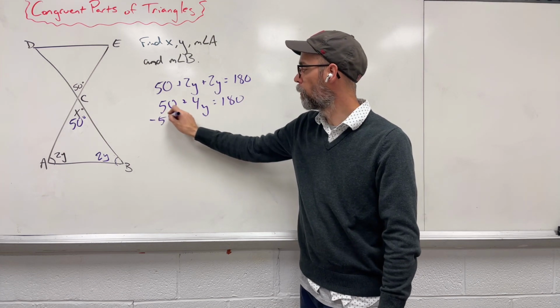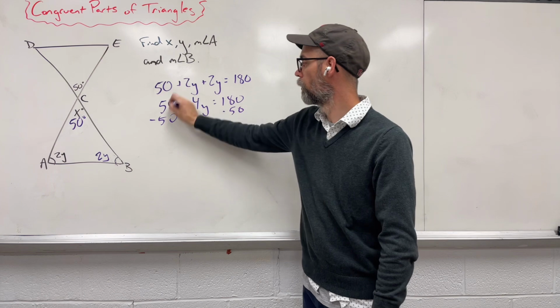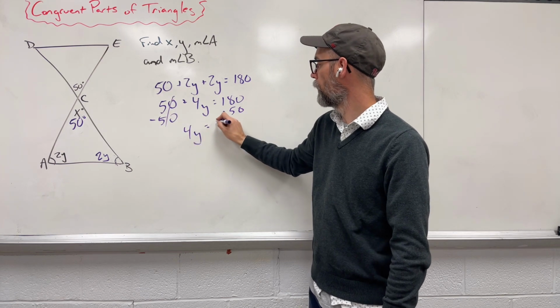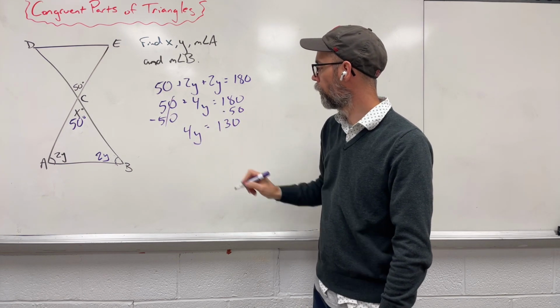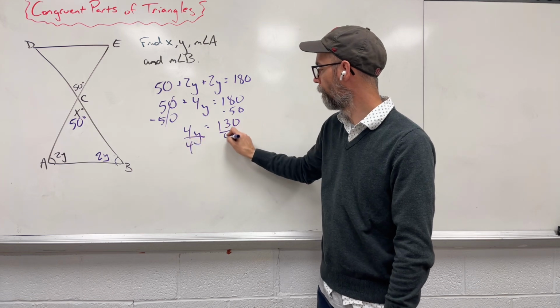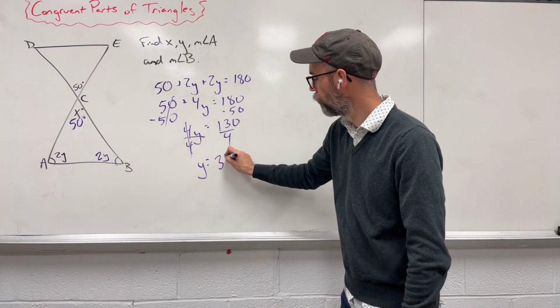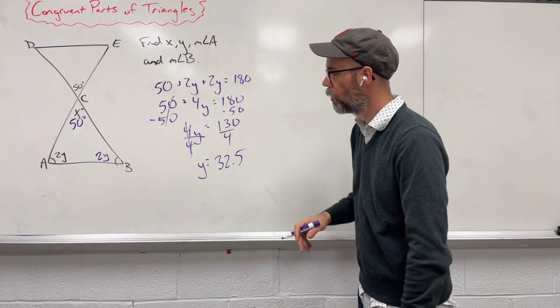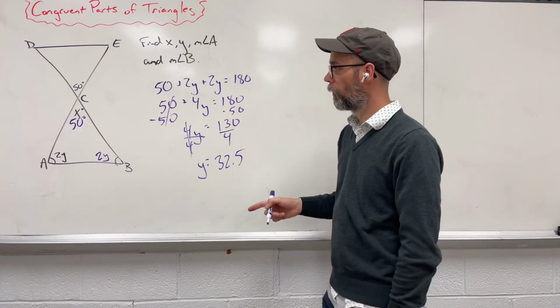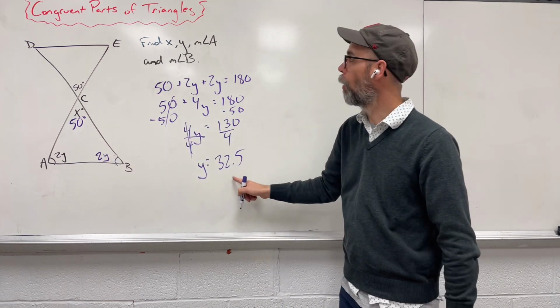Let's move the 50 by subtracting. 4y equals 130. Divide both sides by 4. They cancel out. Y ends up being 32.5. Great. We just figured out what x was. We figured out what y was.